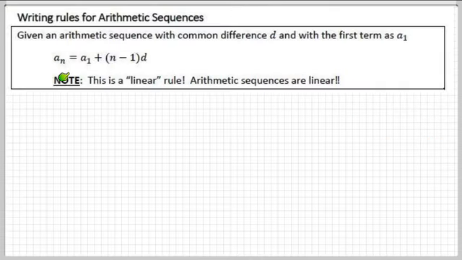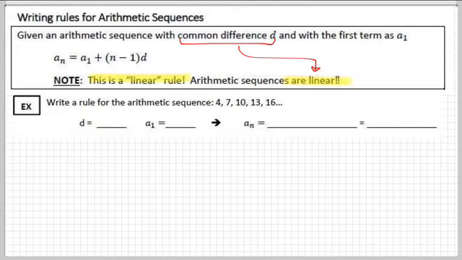Now, we have a way of writing the rule for arithmetic sequences very easily with a little formula here, and I like to understand the meaning of this. The way I think about it is, I can find the nth term of a sequence by starting with the first term and adding my common difference n minus 1 times. And we can see that this is a linear equation. We just have this single n term raised to the first power. Let's see how we use it now.